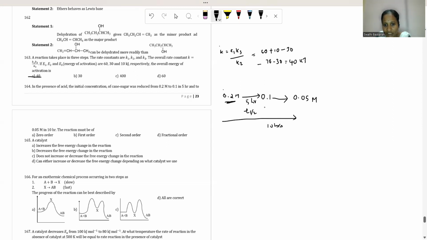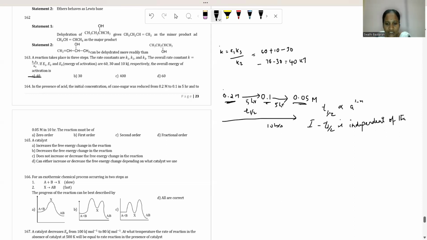So once again here 0.1 to 0.05, which is half of the concentration of 0.1. So it is also once again 5 hours. We know that according to the expression, T half is directly proportional to A power 1 minus n. We know that in case of first order reaction, T half is independent of the concentration.